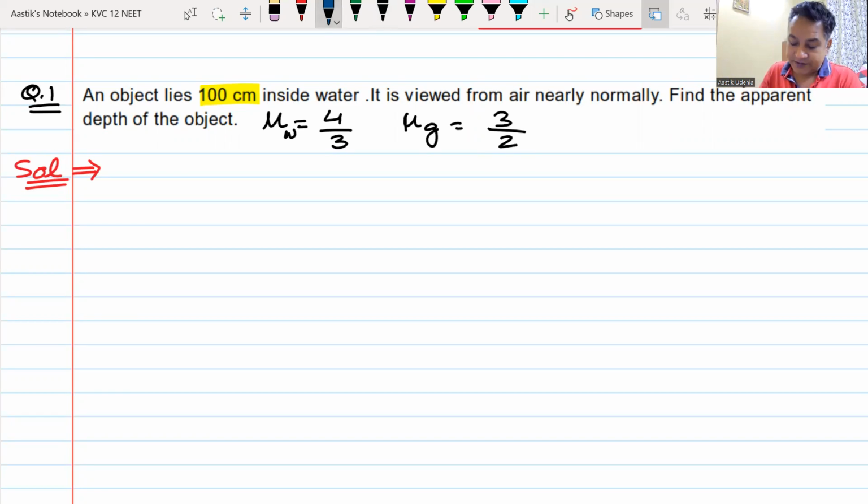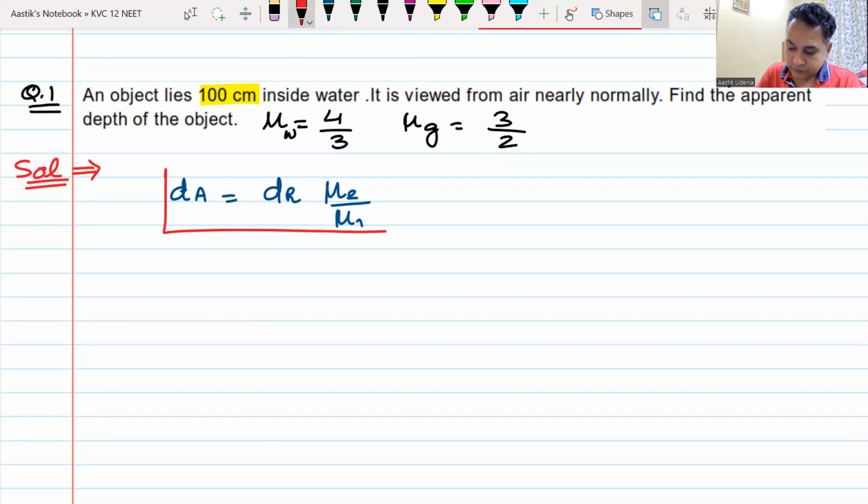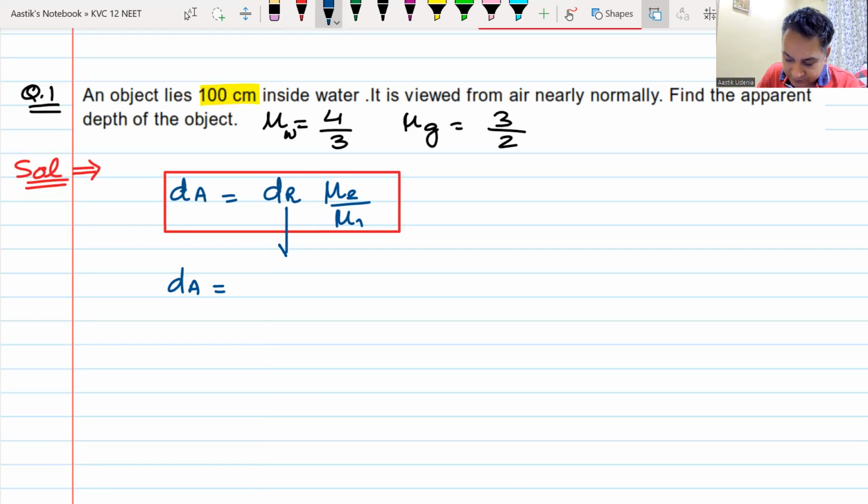So how do you do it? We just apply the formula. D apparent is equal to D real into mu2, the second medium, divided by mu1, the first medium. As soon as we remember this formula correctly, we don't have to worry about anything else. We just have to put the values here. D apparent is what we need to find out. The real depth is 100 centimeters. The object is inside water, so that is mu1, and it is viewed from air, so that is mu2.